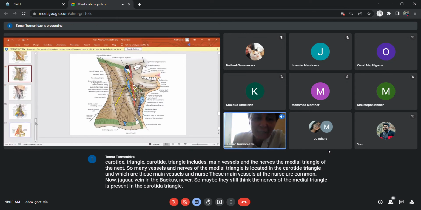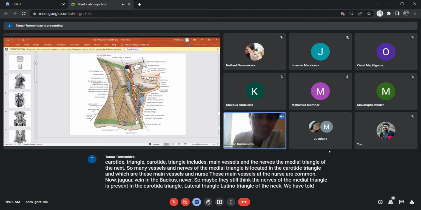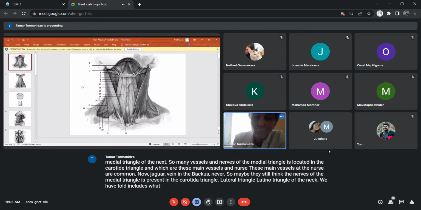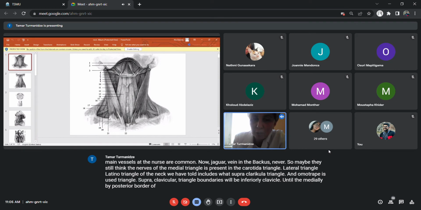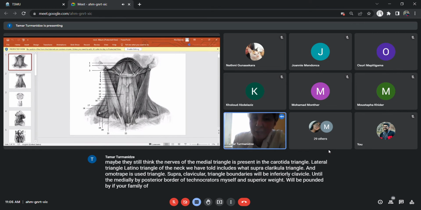The lateral triangle of the neck, we have told, includes what? Supraclavicular triangle and omotrapezius triangle. Supraclavicular triangle boundaries will be inferiorly the clavicle, anteriorly and medially the posterior border of the sternocleidomastoid muscle, and superiorly it will be bounded by the inferior belly of the omohyoid muscle.